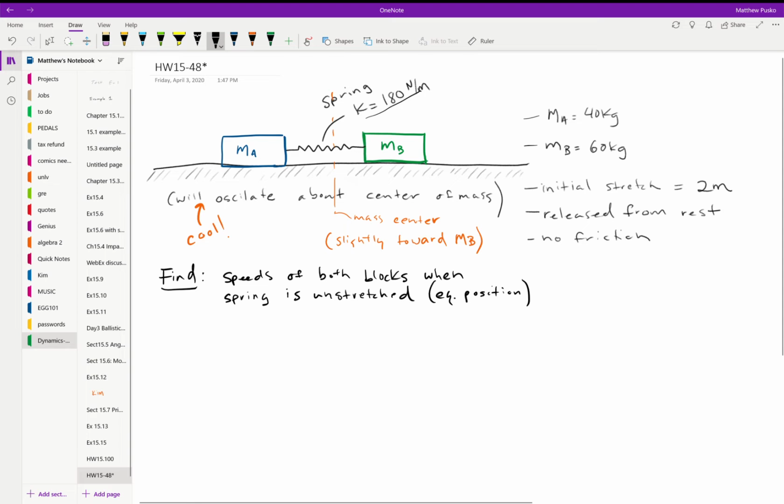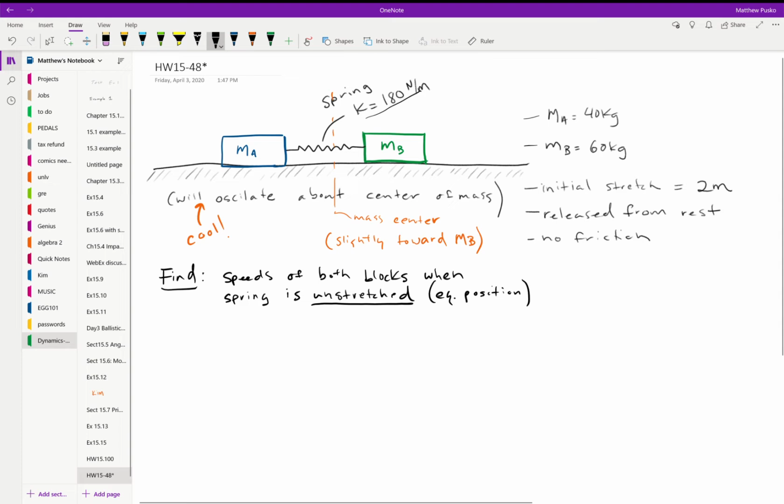And we want to know basically how fast they're going to go, because that maximum speed is going to occur when it is at its unstretched position, or the spring is at its equilibrium position. And then the restoring force will push them back in the opposite direction. So we want to know when it has no more stretch on it. It's not being compressed yet, but it's not being stretched anymore.